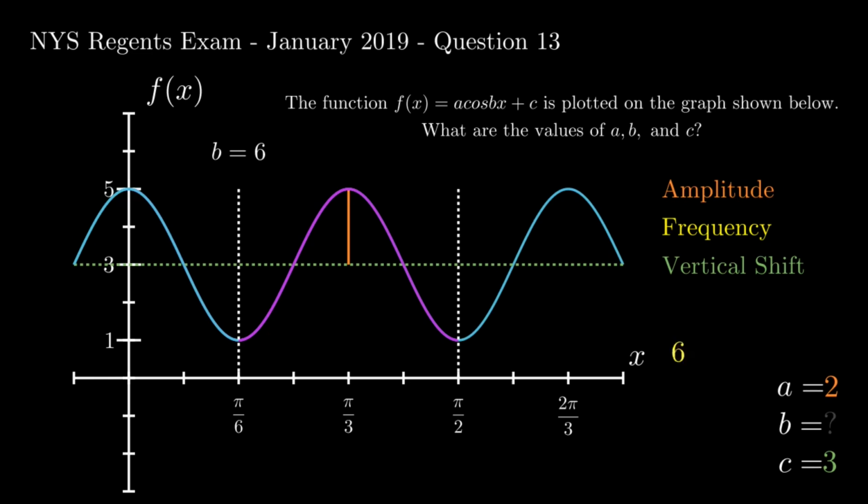Finally, we are able to answer this question. A is equal to 2, B is equal to 6, and C is equal to 3.